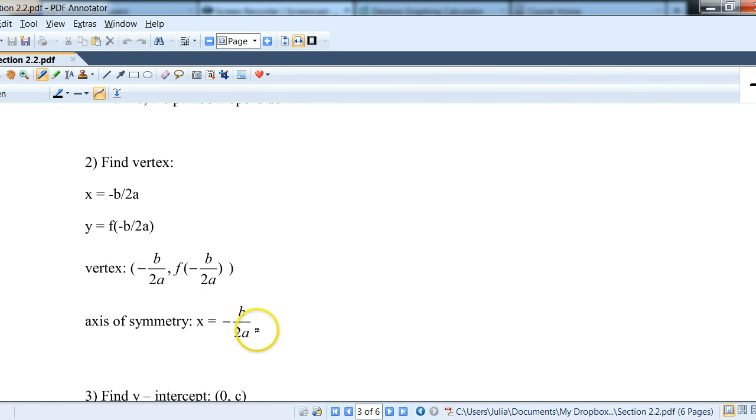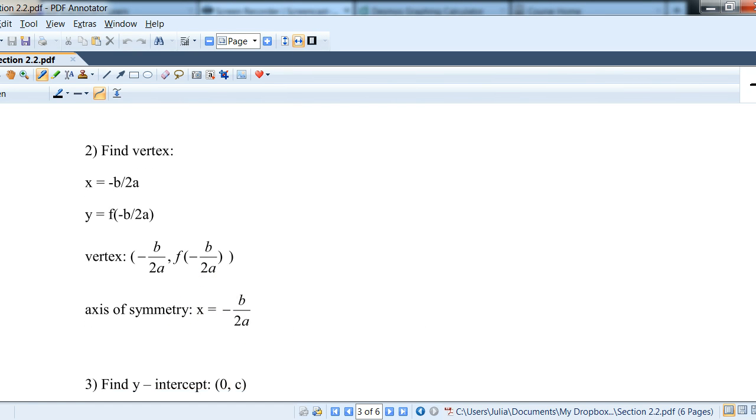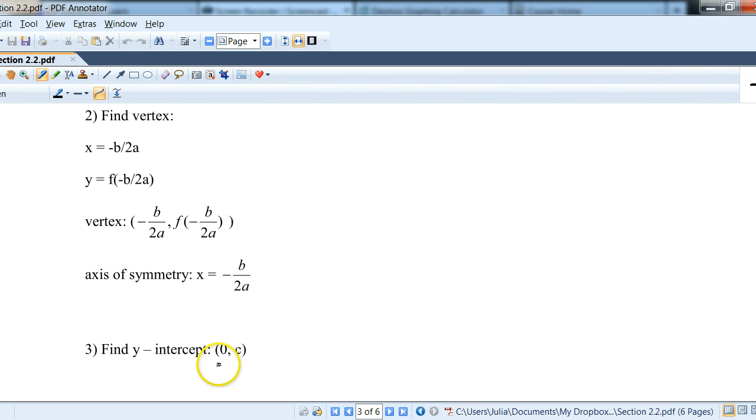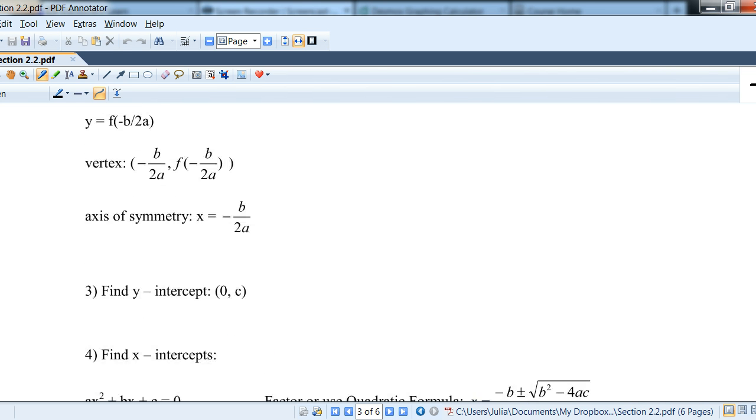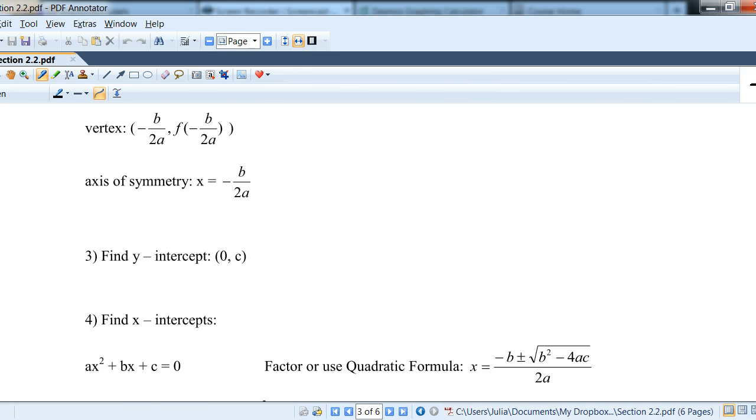It's basically around the x of the vertex, if you notice. Y-intercept, this is where c plays a role. If x is 0, then you're going to get c, or a constant, and that's the y-intercept. X-intercept, this is where quadratic formula comes in.